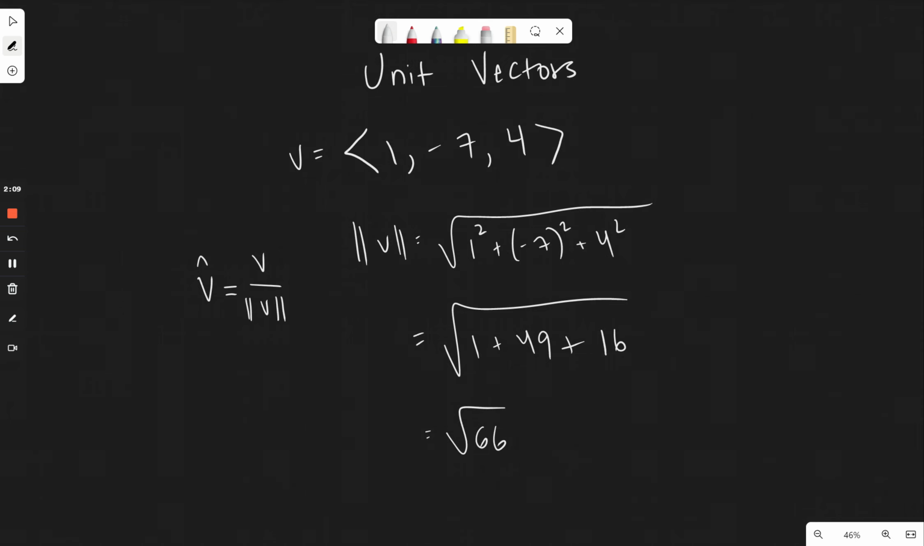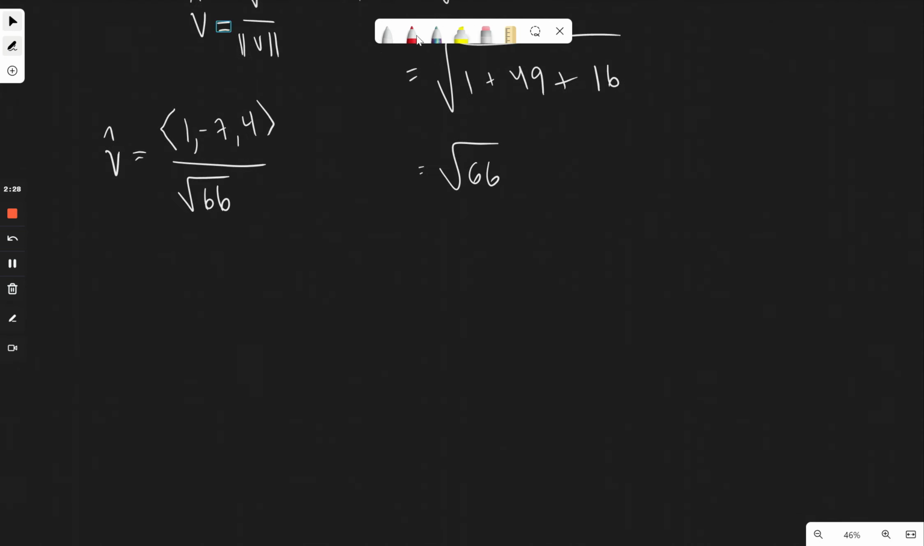And so now to find the actual unit vector, because remember this is just the magnitude, we have to do the vector, which is 1, negative 7, 4 over the square root of 66. Now you might be thinking, what? This looks a little weird. It's a lot simpler than it looks. You just have to remember that you can also write this like 1i minus 7j plus 4k, and this is a lot simpler to divide by square root 66.